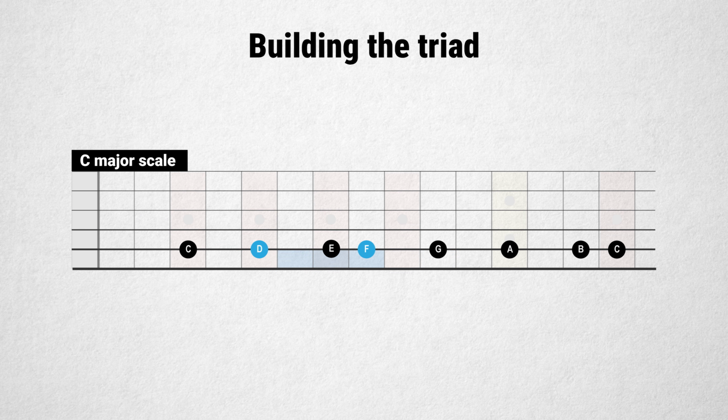And we can build a triad on the note D by stacking a minor 3rd that is formed by the notes D and F, and a major 3rd that is formed by the notes F and A. And as a last example, we can build a triad on the note E by stacking a minor third that is formed by the notes E and G, and a major third that is formed by the notes G and B.